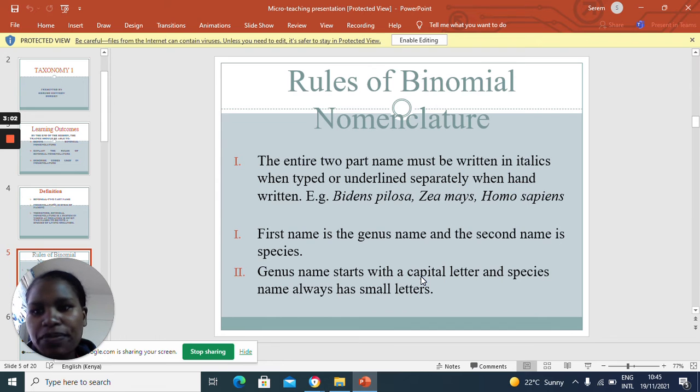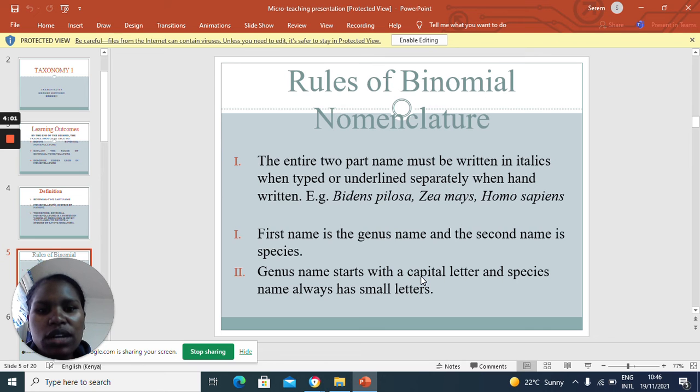Rules of binomial nomenclature. Shamim, you can read for us the first rule. Thank you. So we are saying when you write these names, when you type them, you have to have them italicized. And if you handwrite them, they have to be underlined separately. And the example we have given is the typed one. Then the second rule is the first name is the genus and the second name is the species.